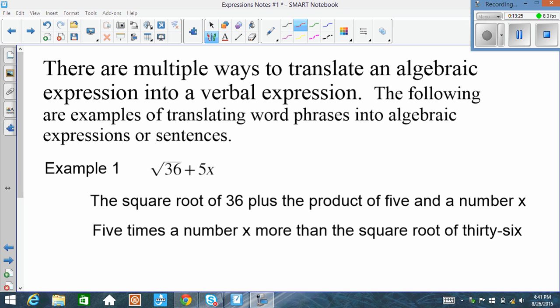The square root of 36 plus 5x. So we could just say the square root of 36 plus the product of 5 and a number x. Or we could say 5 times a number x more than the square root of 36. Again, the words "more than" would make it go from there. You could just be as simple as to say square root of 36 plus 5 times x. That would be another one as well.